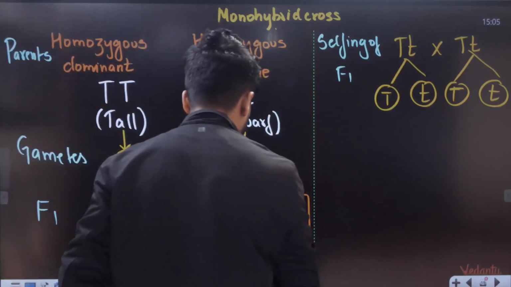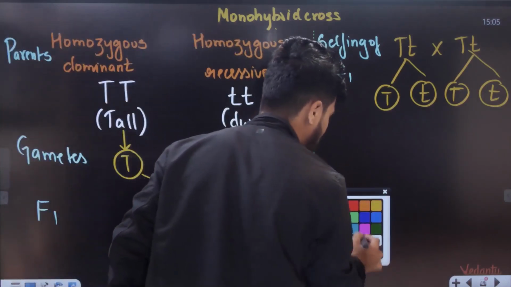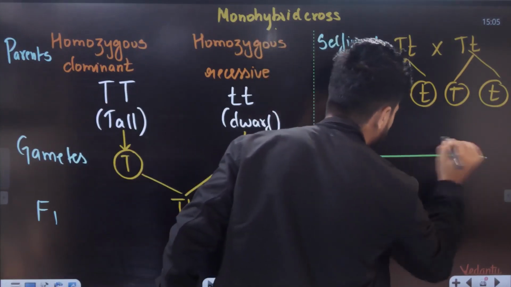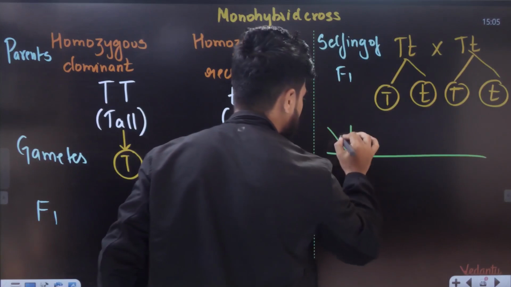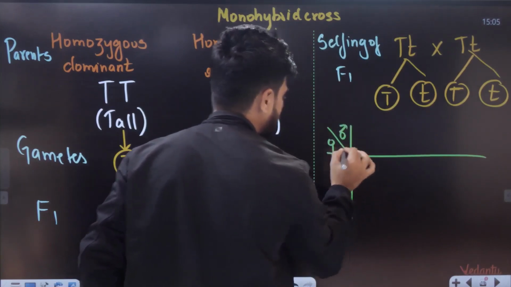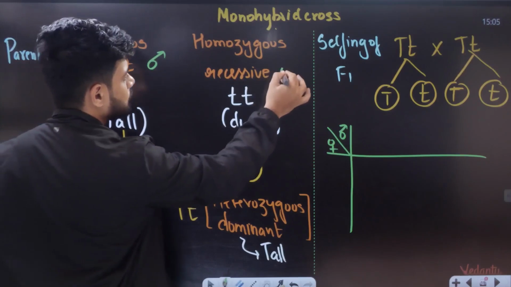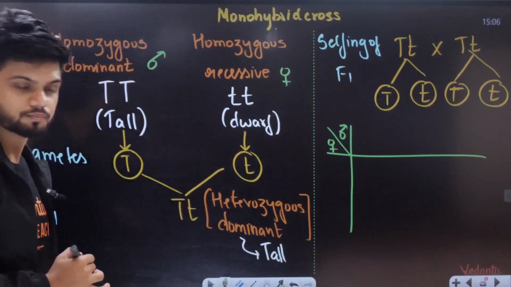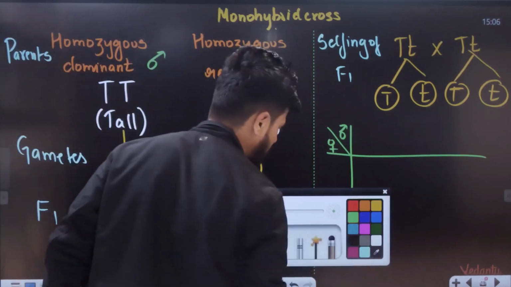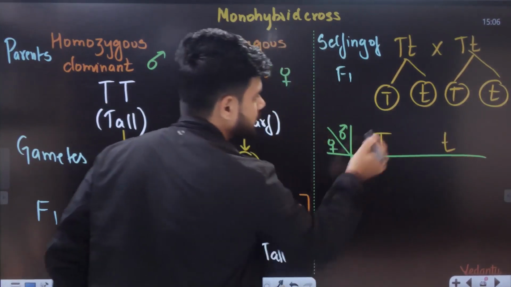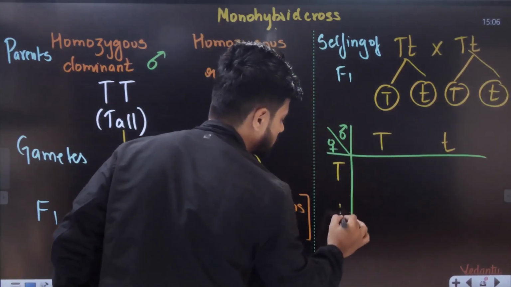Now the last step here is selfing of F1. Now we need to make a square. We follow a separate method called the Punnett square method. Male, female. One is going to be male and one is going to be female, obviously. Sexual reproduction. Okay. Now what do we have here? The gametes we have are capital T, small t from one, capital T and small t from another.